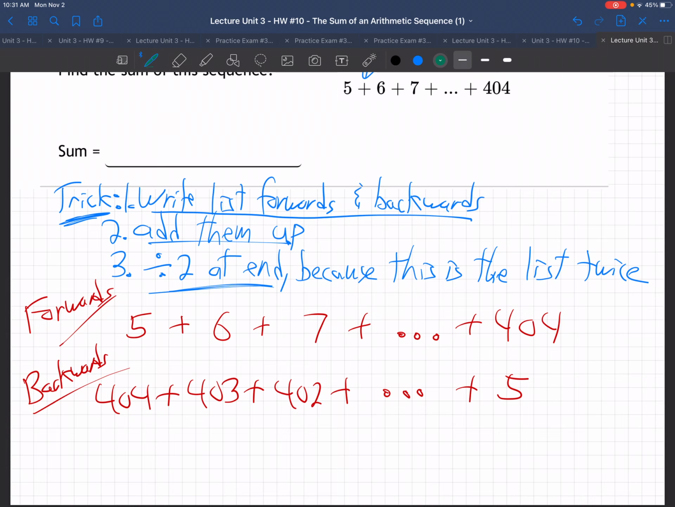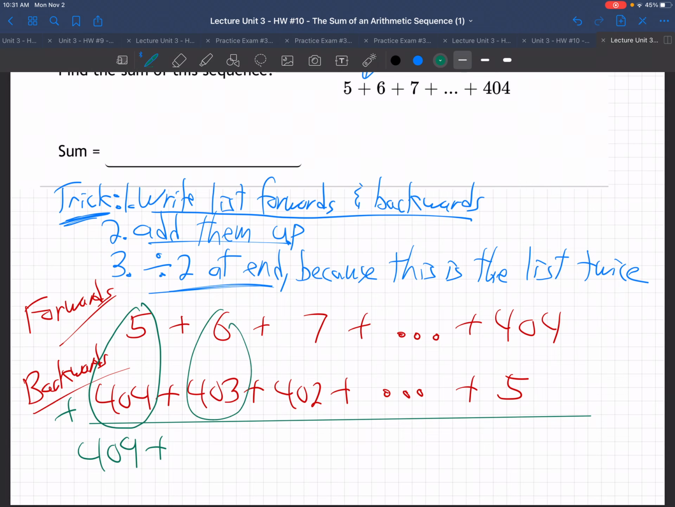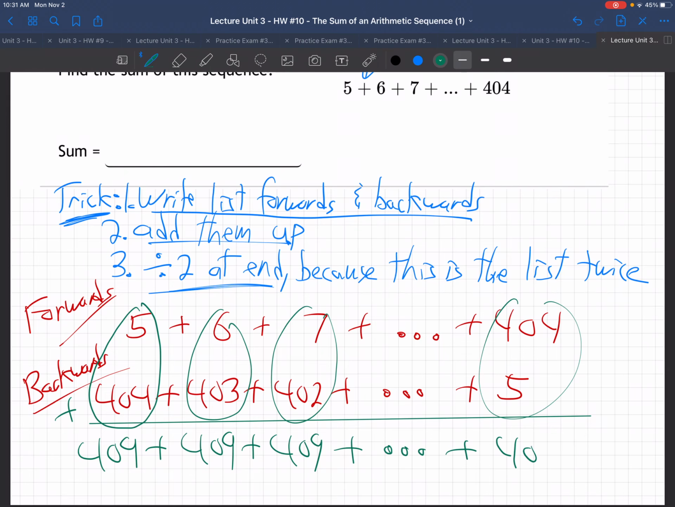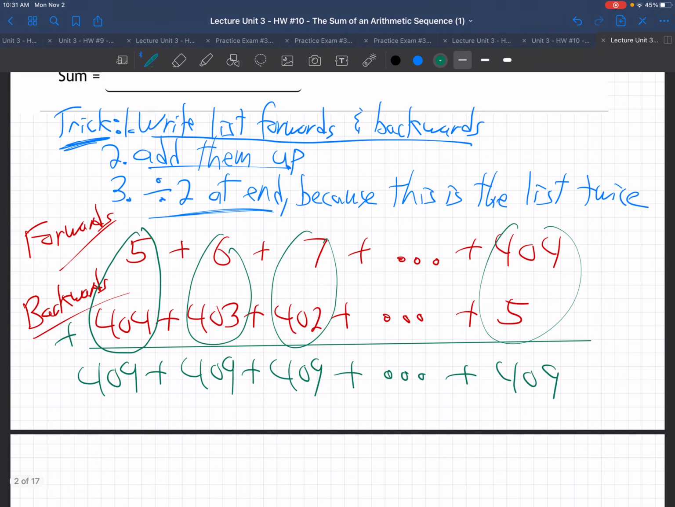And now we're going to add them up. So what's 5 and 404? That's 409. Add these up. 409. See how it's the same total every time? That's why this trick works. You get the same total. They're all 409. Why does that happen? Well, because the list is going up this way and then it's going down that way, so the total remains the same. Okay, so we got a bunch of 409s.